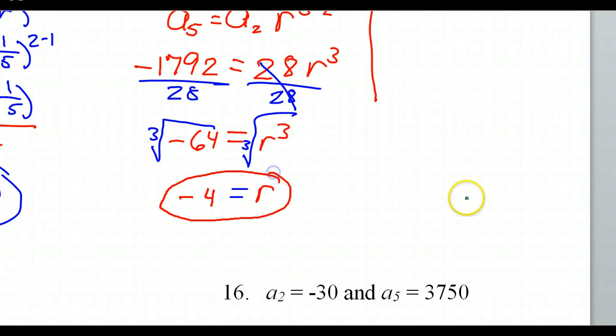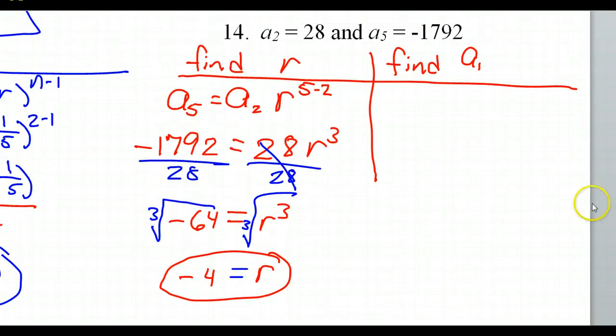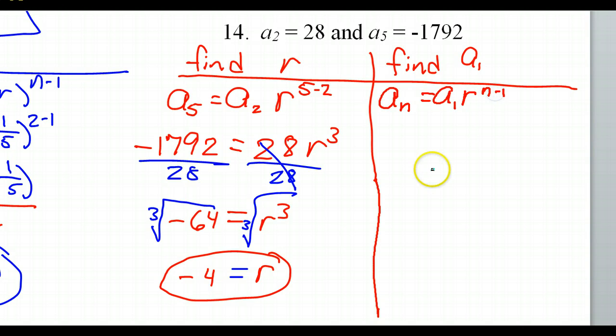So we found the r value. Now we need to find a1. To do a1, I'm going to go back to this. an is equal to a1 times r to the n minus 1 power. See how similar it looks to the whole a big equals a small? It's really the same thing, but sort of more specific, because instead of just having big and small, I have n and 1. But otherwise it's the same.